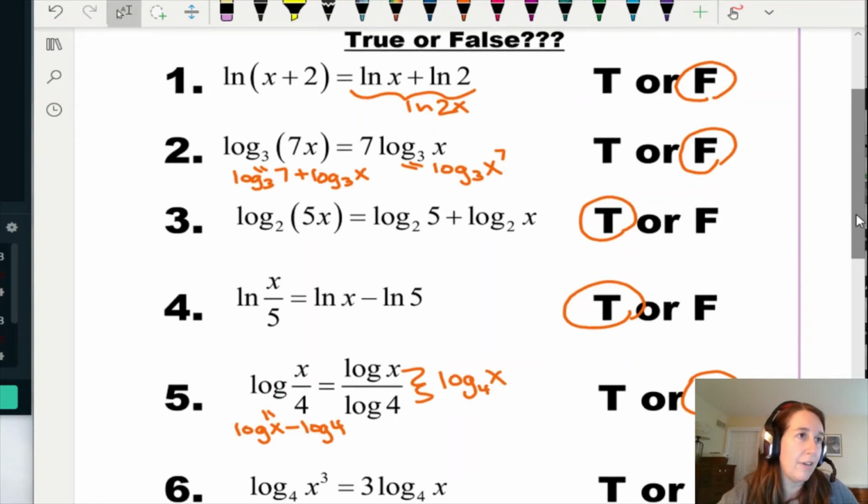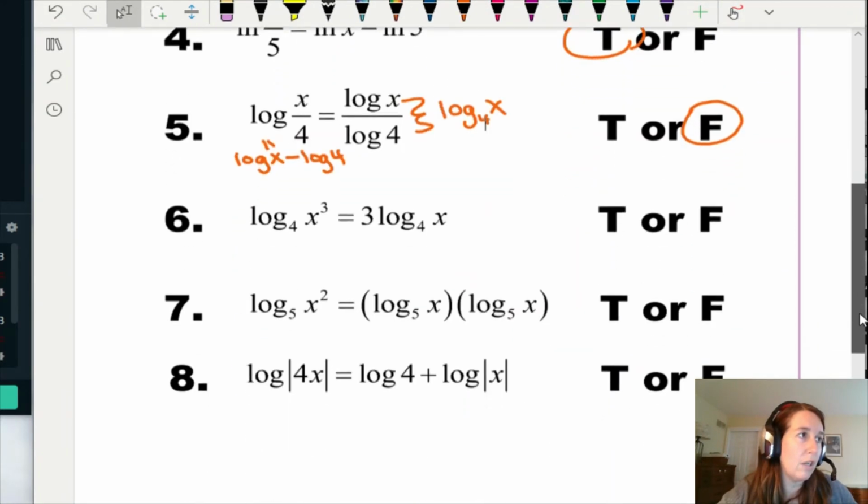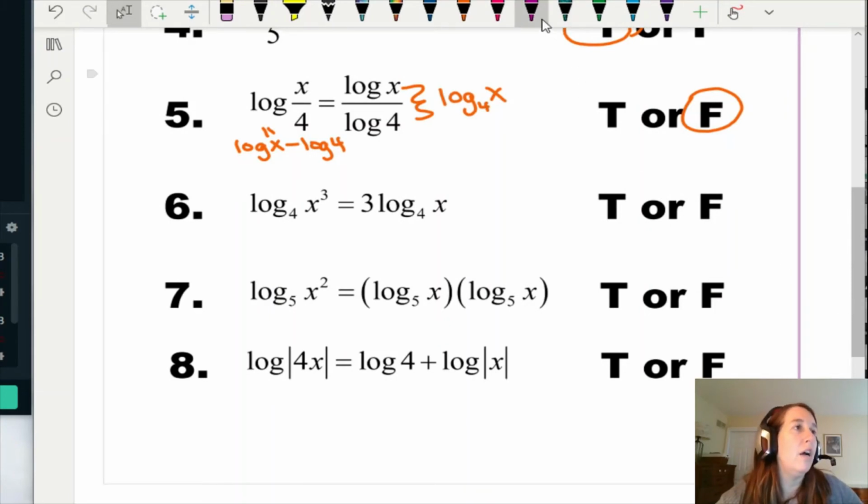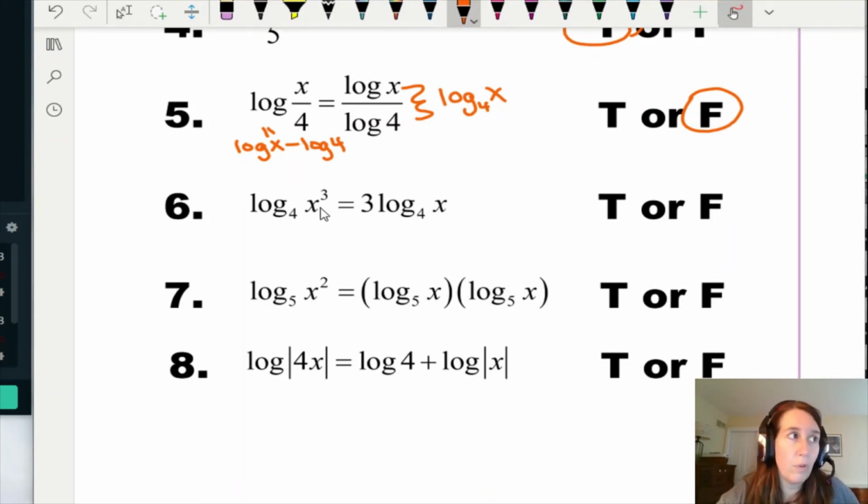All right, let's see if I can go down a little more and see the rest of them. Okay. So we have log base 4 of x cubed, and that does indeed equal 3 log base 4 of x. That is just the power property. I'm always saying power and product wrong because they both start with P. Ridiculous, right? But that's the power property.